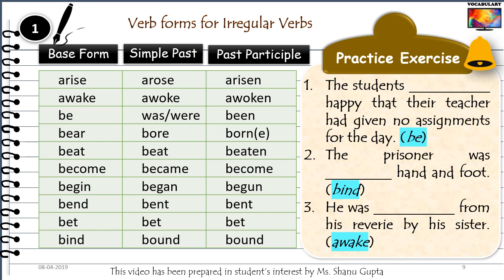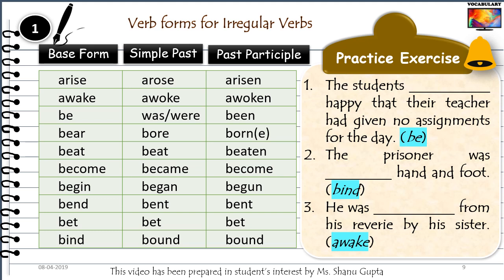Now the list starts. The first column is the base form, second is the simple past, and third is past participle. Repeat with me. Arise, arose, arisen. Awake, awoke, awoken. Be, was/were, been. Bear, bore, born. Beat, beat, beaten. Become, became, become. Begin, began, begun. Bend, bent, bent. Bet, bet, bet. Bind, bound, bound. You may attempt the example sentences on the screen by pausing this video.